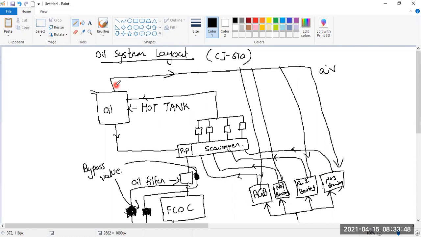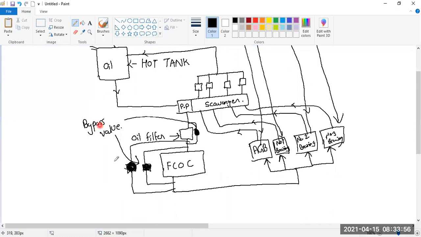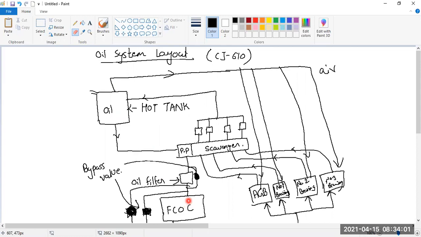If there is a difference in the pressure, oil will not go further. That completes your basic oil layout. Now, just to make a variation over here, suppose I don't want my oil tank to be a hot oil tank. So what I will have to do is just one single adjustment.